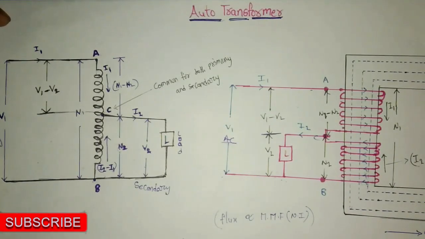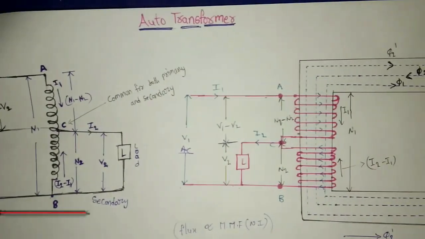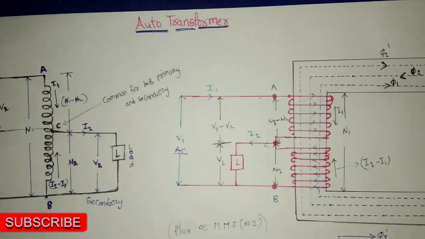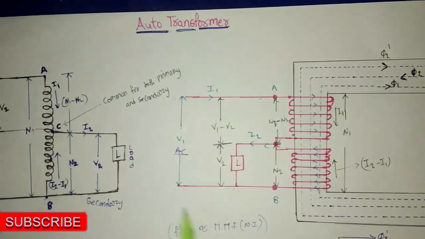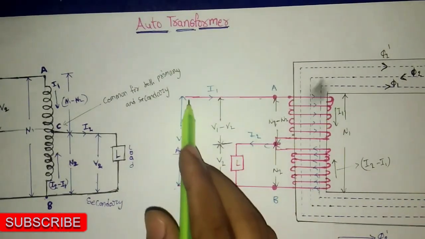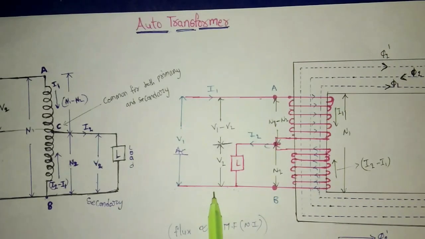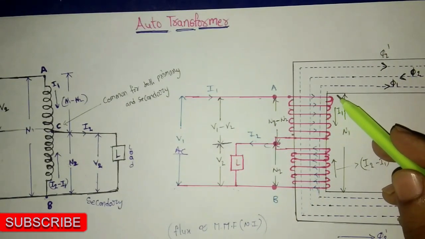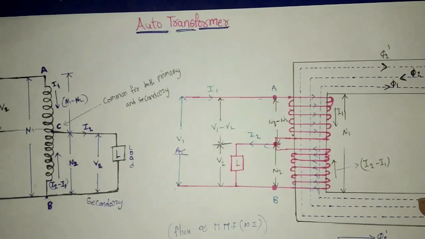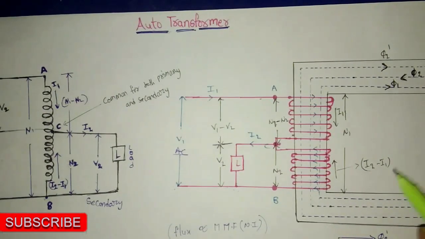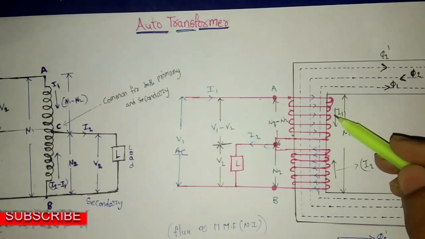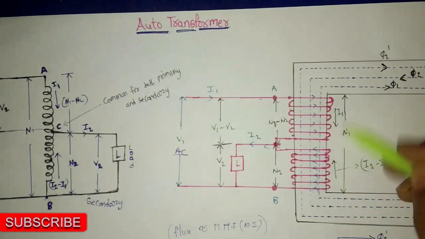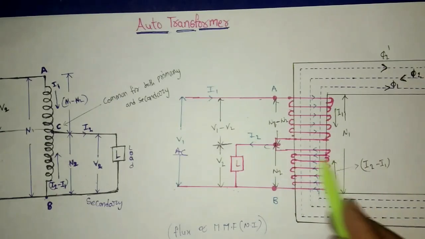Now see how the flux is common for both primary and secondary of our transformer. When we apply alternating voltage to the primary of the auto transformer, the current I1 flows through the primary winding. Current I1 produces alternating flux Phi1 in the core of our transformer. The alternating flux links with both primary and secondary winding. The alternating flux produces self-induced EMF in the primary winding and mutual induced EMF in the secondary winding.